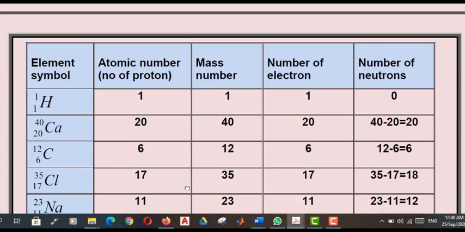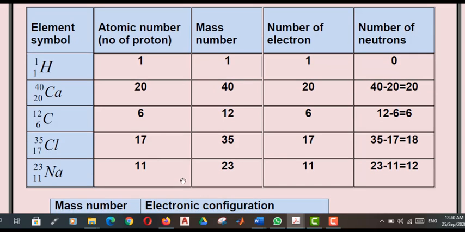In this table, we can see many examples. Number 1, hydrogen. Hydrogen has 1 and 1. The atomic number is 1. The mass number is 1. The number of protons equals the atomic number equals the number of electrons equals 1. What about the number of neutrons? We have two numbers: 1 minus 1 equals 0. Hydrogen doesn't have any neutrons inside its nucleus.